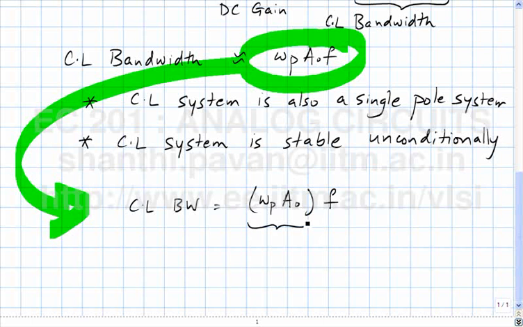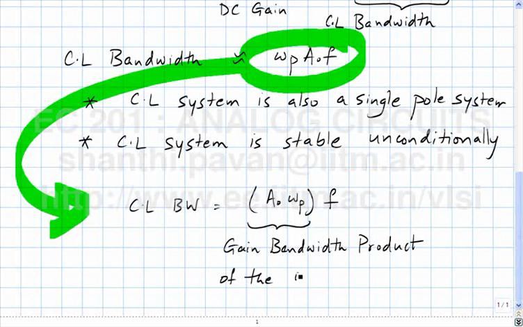Can anybody comment on this number, omega p times A naught? A naught omega p is nothing but the gain bandwidth product of the forward amplifier. And this gain bandwidth product of the forward amplifier would also be the closed loop bandwidth if the feedback factor F was unity. Now, if the closed loop system was designed to have a gain of say 5, what do you think the closed loop bandwidth will be?